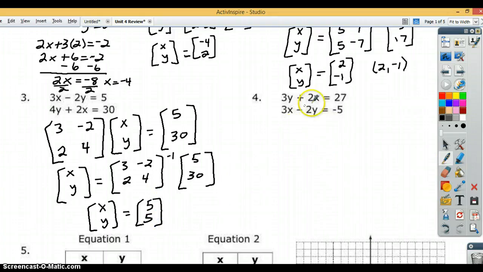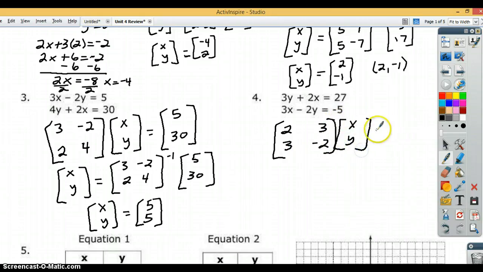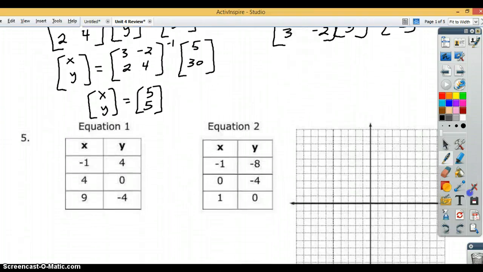Alright, so I'm not going to worry about this one. Remember, I will set up the matrix: these are my x's, so that's 3y, 2x, so 2 goes there, 3 goes there, 3, negative 2, times x, y equals 27, negative 5. Alright, so you could put that in the calculator and get that answer.